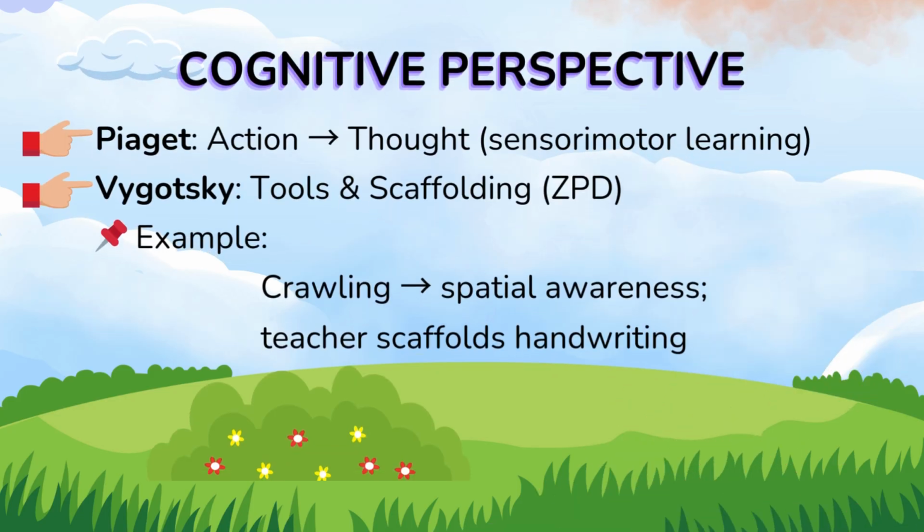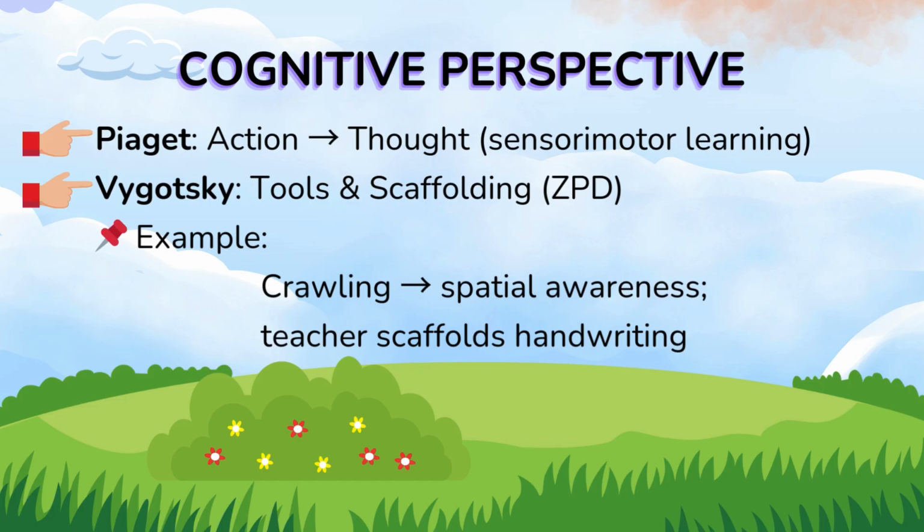For Piaget, physical actions are the building blocks of thinking. A baby who crawls explores space and distance, which eventually leads to understanding concepts like near and far. As fine motor skills improve, children can draw, build, or write. Each physical skill enhances cognition.